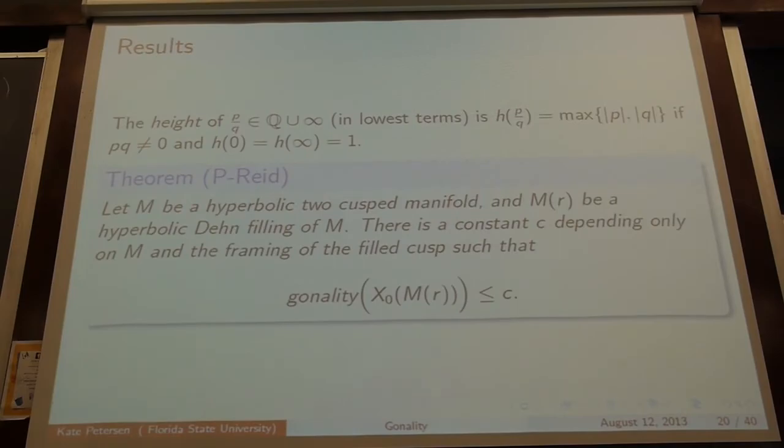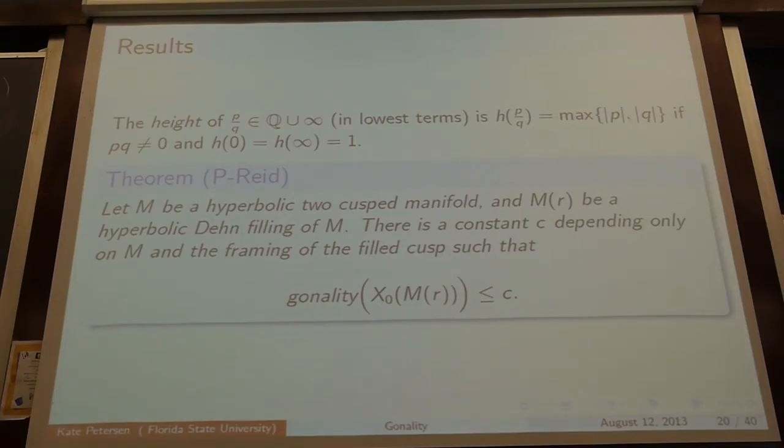So here's the theorem. It's joint with Alan Reid. It says that if you're in this situation, we have this family of one-cusp manifolds that are all fillings of a two-cusp manifold, then the gonality of their canonical component is universally bounded. This constant C depends just on the two-cusp manifold M and the framing you chose, the M and L, for the cusp.